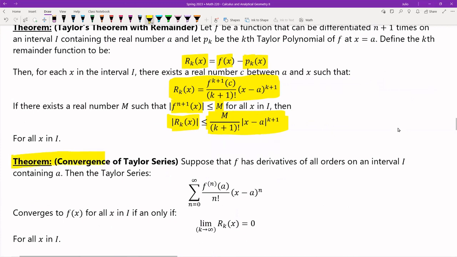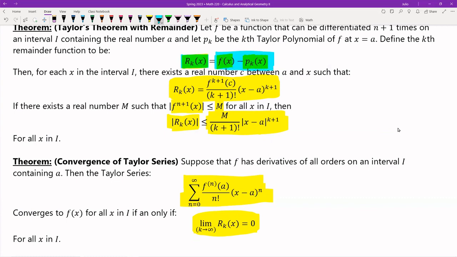It is used with the second theorem that's down here, the convergence of a Taylor series. Suppose that you have a function, and its Taylor series converges to f of x. It converges to your function if and only if the remainder at that value x is equal to 0. So essentially, just keep this in mind: your remainder function is equal to the original minus the Taylor series polynomial to a value k.